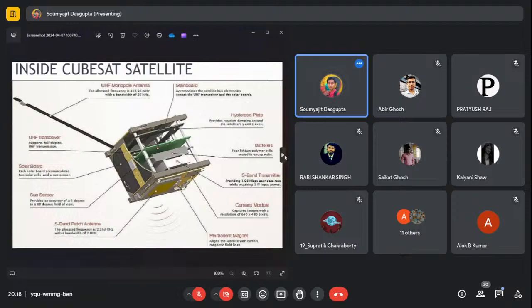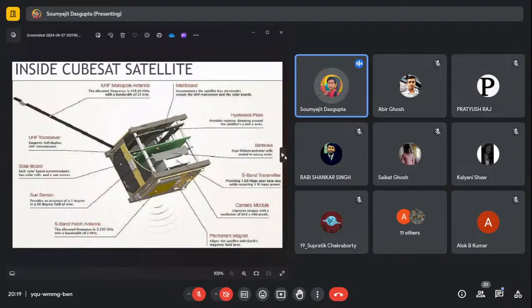Camera modules, like a satellite is rotating around the Earth, right? So if you want to observe the Earth, or if you want to click pictures of the Earth in that particular position of the satellite, obviously we will need a camera module, right? So this camera module can click a picture at a resolution of 640 to 1080 megapixel. Okay, and this image pixel size is 640 by 480 pixels, so you can get a clear picture of Earth.